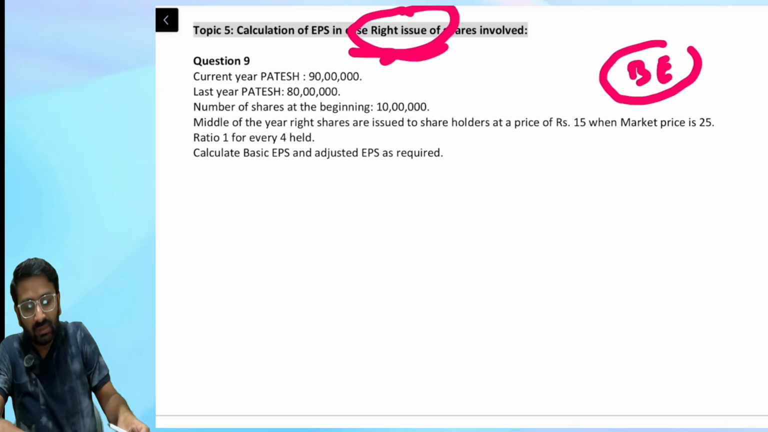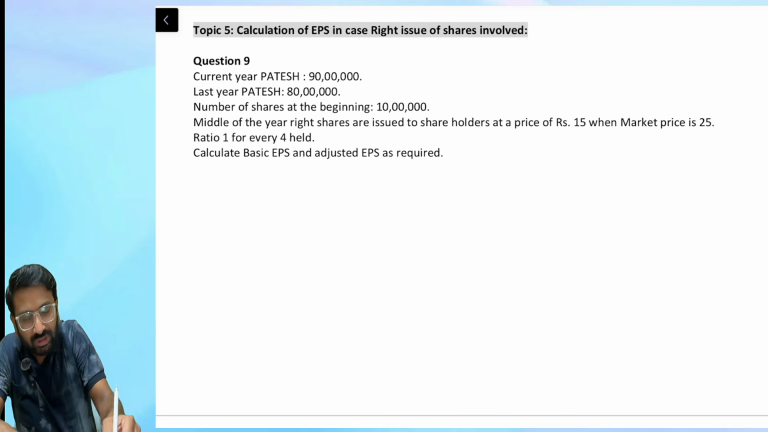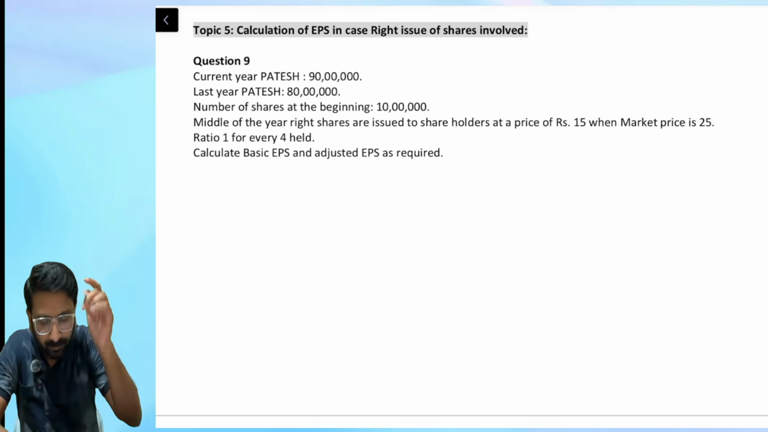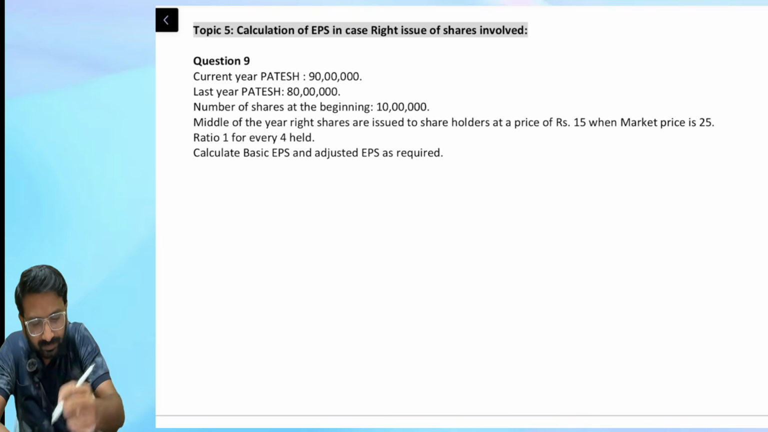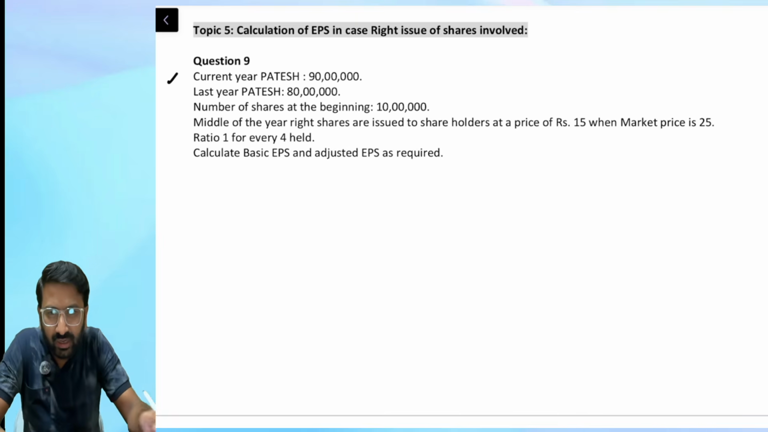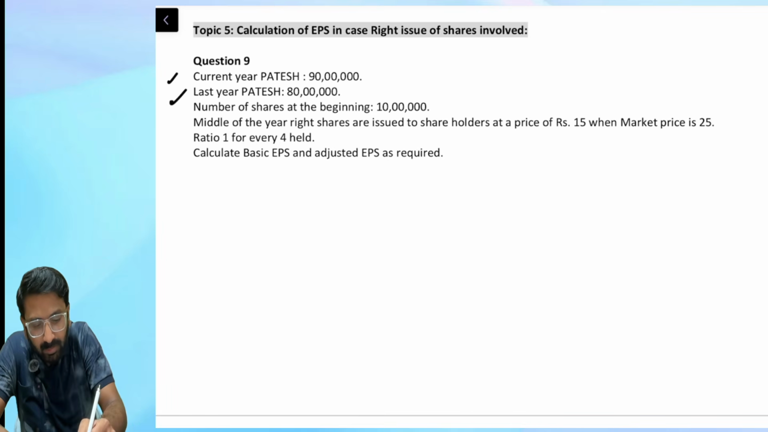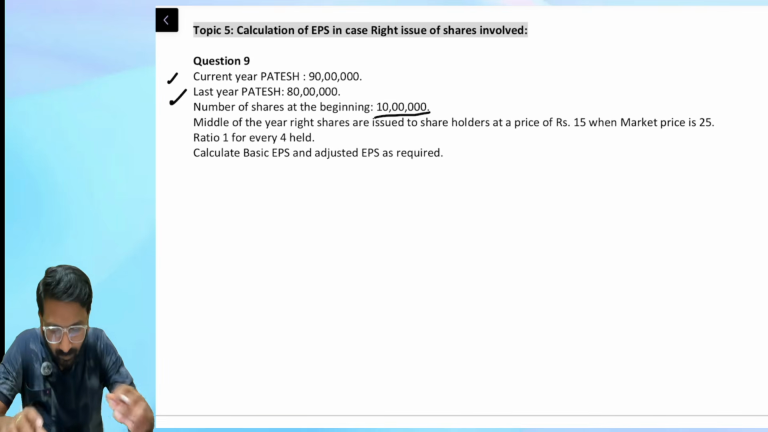Now, whenever you have a right issue in the question, there are 4 different calculations we'll be doing. Let's go through the question first. Your current year profit is 90 lakhs. Last year profit is given to you as 80 lakhs. Number of shares at the beginning, we have 10 lakhs.